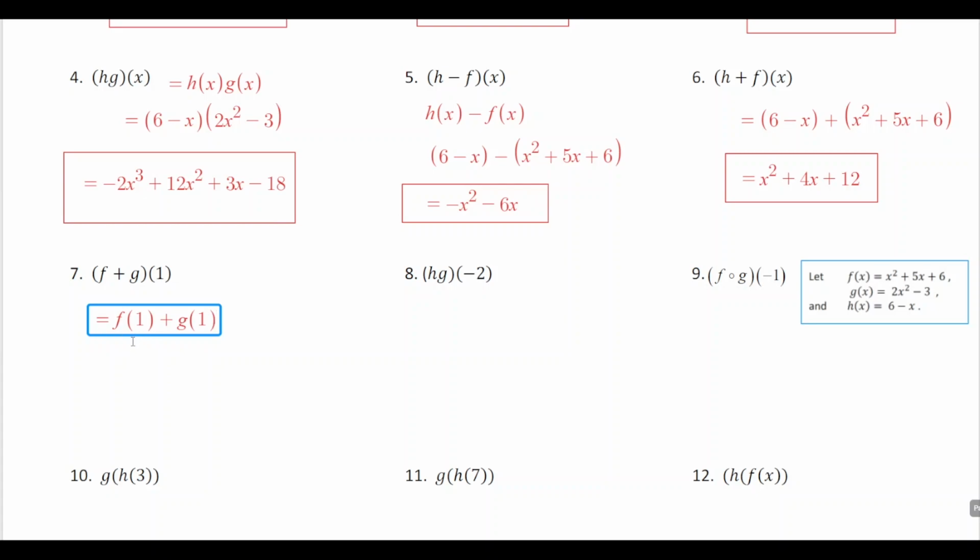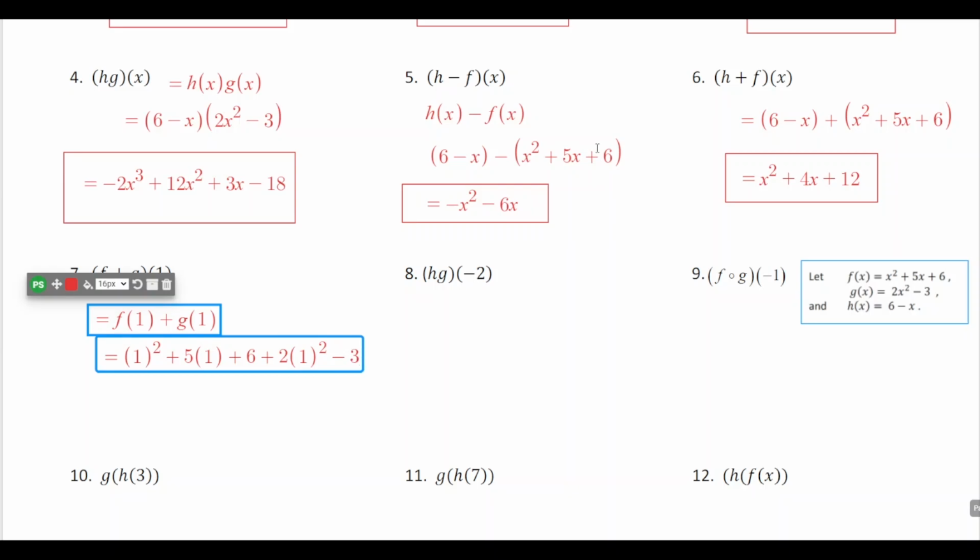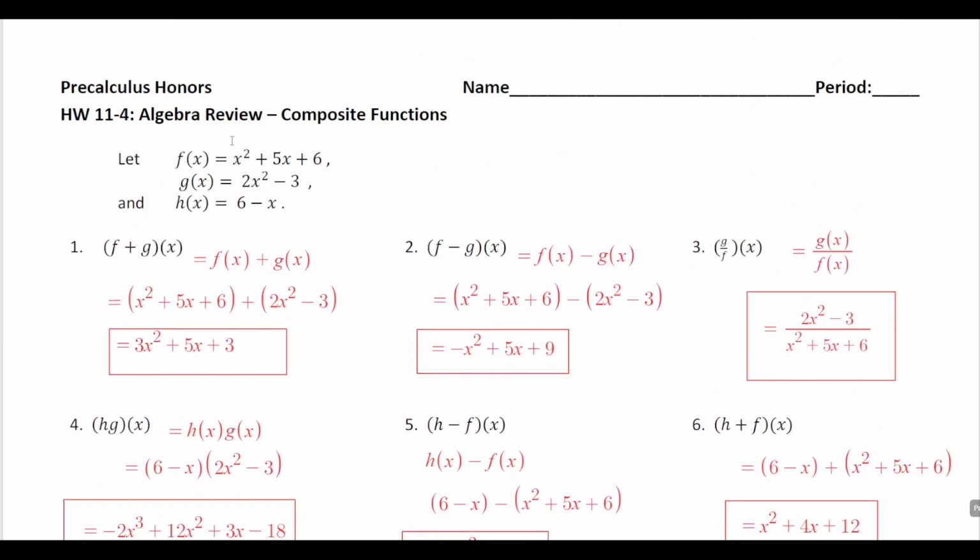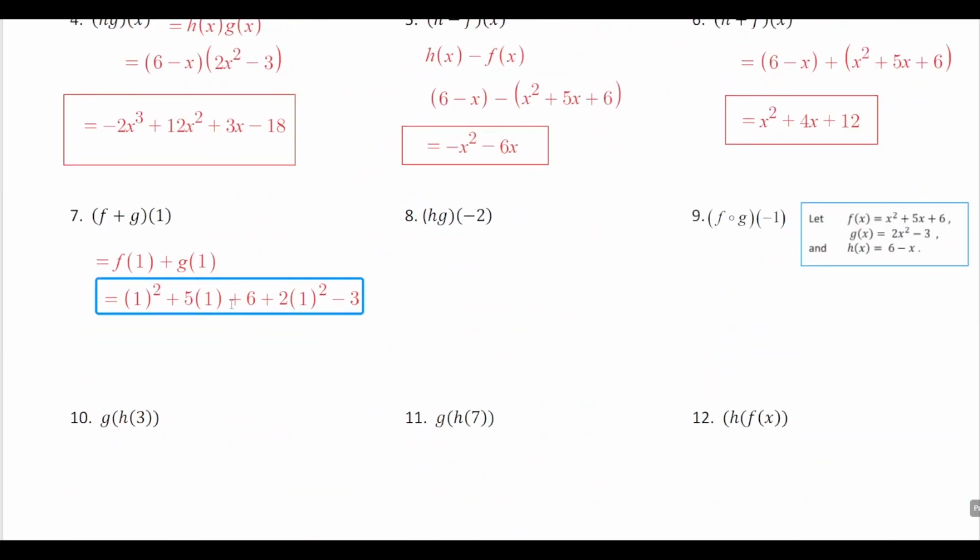So if I can do f of 1 plus g of 1 and plug those into f and g separately. So f is 1 squared plus 5 times 1 plus 6. And then g is plus 2 times 1 squared minus 3. Now, I guess it's really debatable which one's simpler since we already did find f plus g, but you know, you won't always have that ready to go, which is why I want to show you this way too.